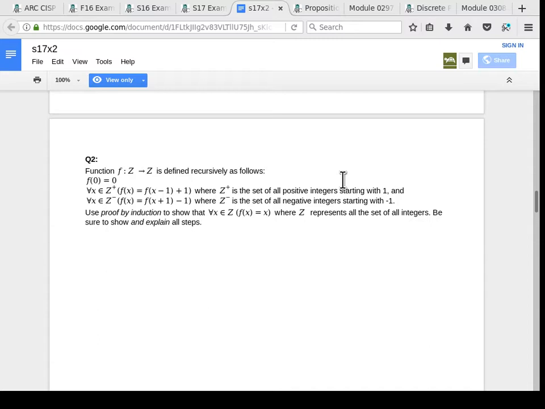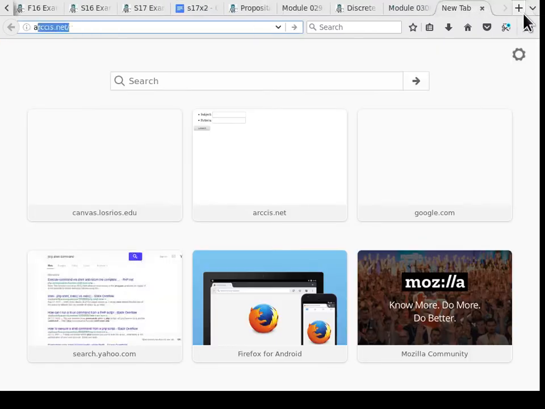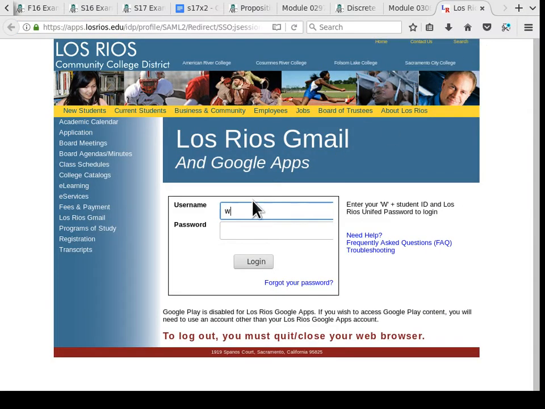As with any type of proof by induction, you have to state, okay, I haven't signed in yet. Let me sign in first, so that this way I can change the document.